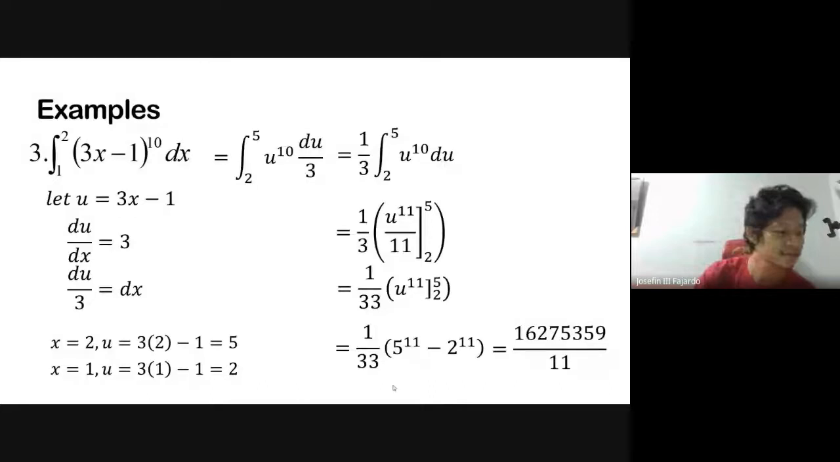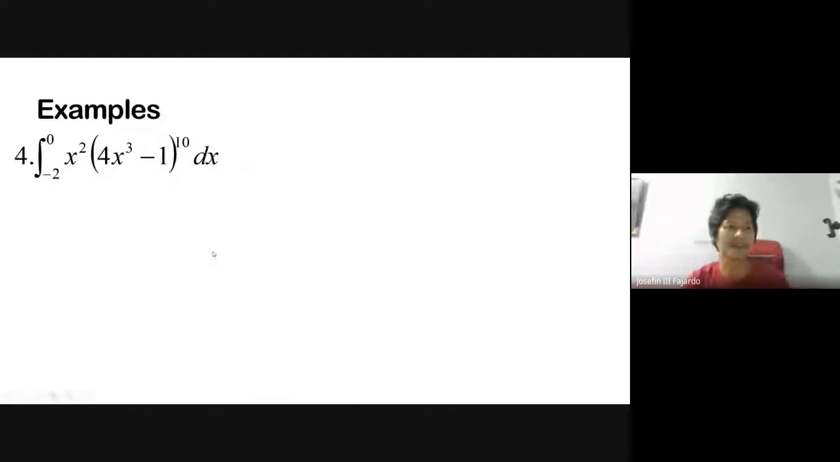Okay, so one more. So very similar to this. Paano naman kapag ganito? So how do we get the integral of this? As is, so we now also proceed with the substitution method. Okay, so how do we do that?